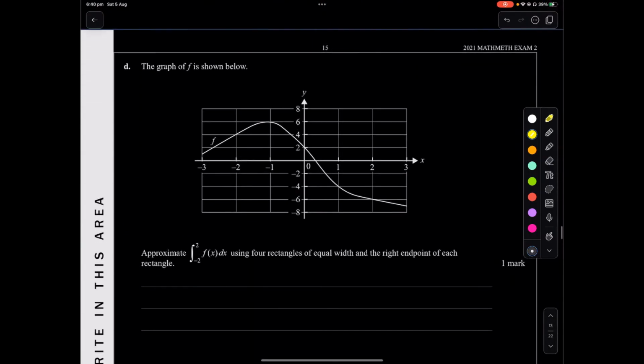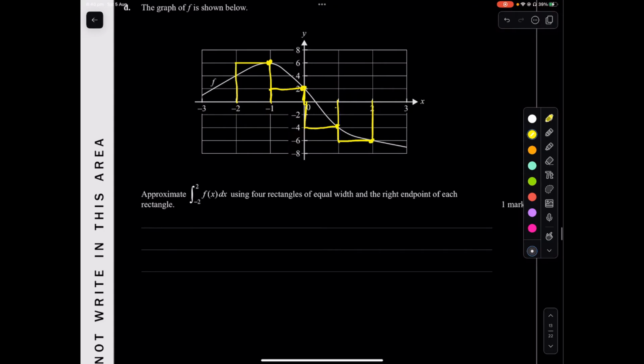The graph of f is shown below. Approximate the area from -2 to 2 using four rectangles of equal width and the right endpoint of each rectangle. So we want this point over here to here, because it's at the right, it touches to the right. We want it to touch here too, so it's still at the right of the rectangle, and the right of this rectangle too.